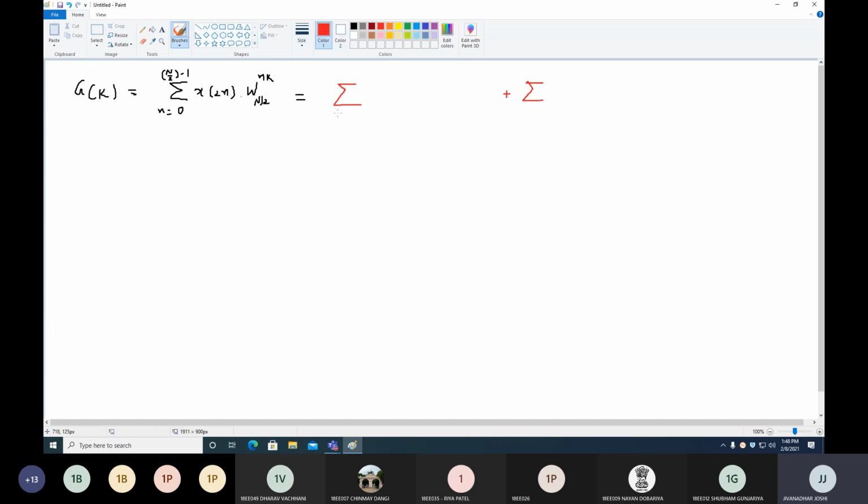But before we write down anything, let's note down which were the terms in g of k. Which are the terms involved in g of k? In g of k, you have x of 0 for n equal to 0. You have x of 2 for n equal to 1. You have x of 4 for n equal to 2. And you have x of 6 for n equal to 3.